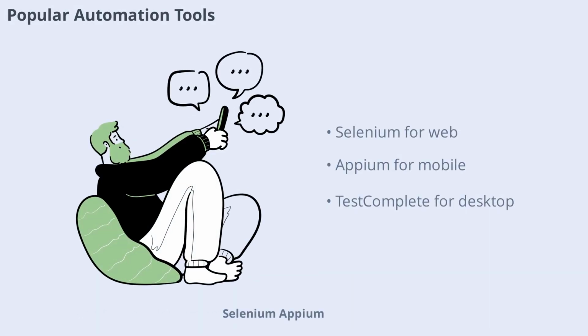Selenium, Appium, and TestComplete are among the most popular test automation tools. Selenium is widely used for web applications, Appium for mobile testing, and TestComplete for desktop and web apps. Each tool offers unique features, such as record and playback, test management, and reporting. Selecting the right tool depends on your application type and testing requirements.